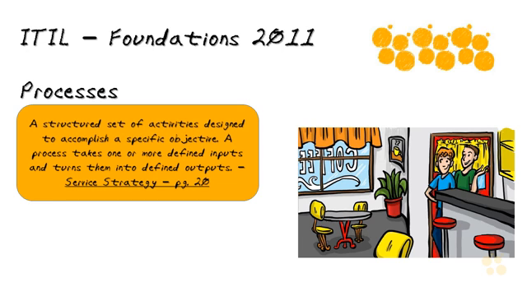Now, if you go to the Service Strategy book and you go over to page 20, it gives you the definition. Very important one to know. It is a structured set of activities designed to accomplish a specific objective. Notice it says a specific objective, not one that's all over the place. It's a process that takes one or more defined inputs and turns them into defined outputs.